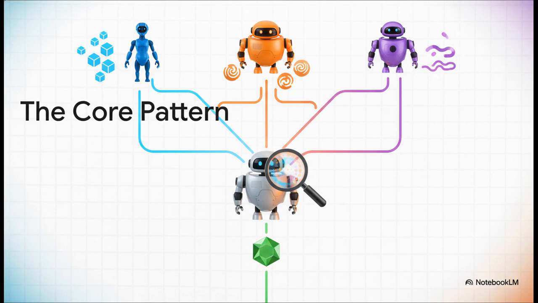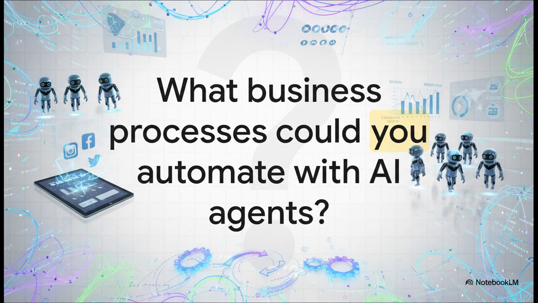You create a team of specialist AIs to generate a bunch of options in parallel, and then you use a manager AI to review them, make a decision, and then act on it. This specialist plus manager model is the key, and it is incredibly powerful. And that really brings us to the most important question, the one for you. What could you build with this?